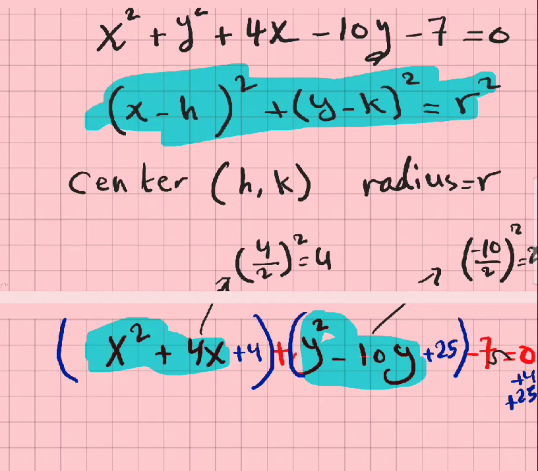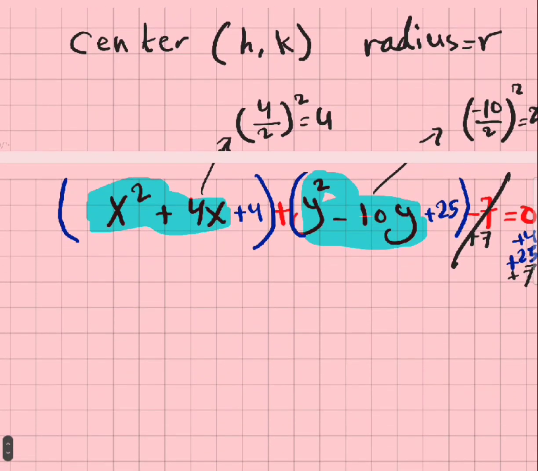To help this problem along, notice in our general formula, it's just (x minus h) squared plus (y minus k) squared, right? There's no other room for this minus 7. So I'm also going to add the 7 to the other side. I'm going to get all the numbers to the other side, except for my x's and y's in the perfect square trinomials.